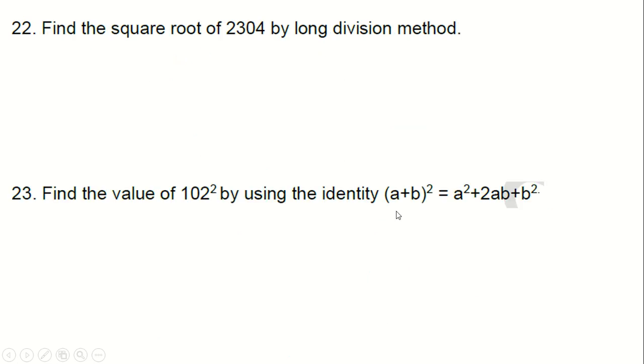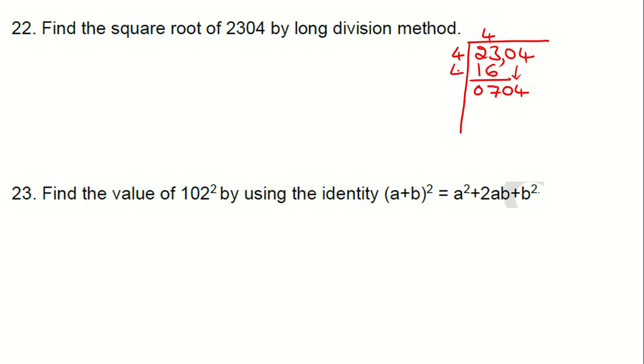Find the square root of 2304 by long division method. For the long division method, you write like this. By grouping two digits at a time, here 23, the square number less than 23 is 4, 4 fours are 16, we write here. By subtracting this, you get 7. And also here 0, so we take 04 as the next pair.